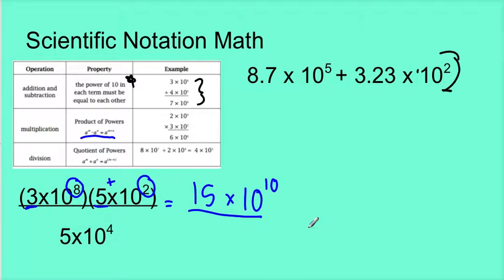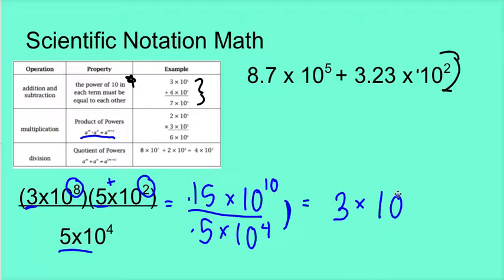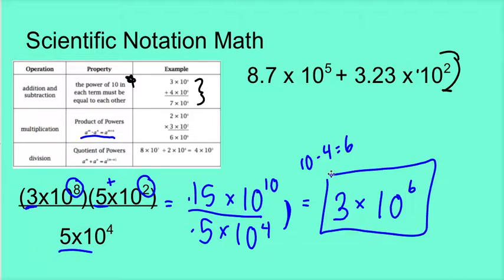So then that is going to be divided by this number, 5 times 10 to the 4th. When you're dividing numbers and exponents in scientific notation, you subtract them. So I have 15 divided by 5, which is 3, times 10 to the 10 minus 4, which gives me 6. So 3 times 10 to the 6th would be my final answer there. And you can always check this on your calculator. If you know how to plug it into your calculator, it works exactly the same.